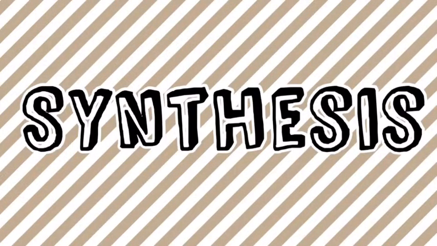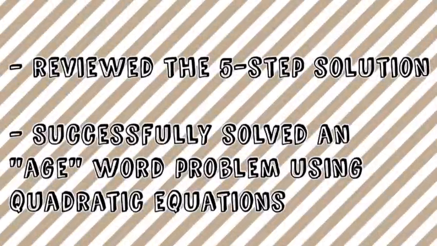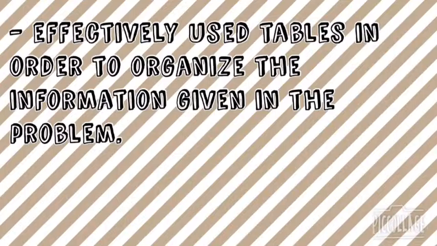Now let us synthesize the following lesson and give some tips in solving age problems. We reviewed the 5-step solution in solving word problems, and we successfully solved an age word problem using quadratic equations. Lastly, we effectively use tables in order to organize the information given in the problem. You may do this as well in order to organize your data from the other problems.